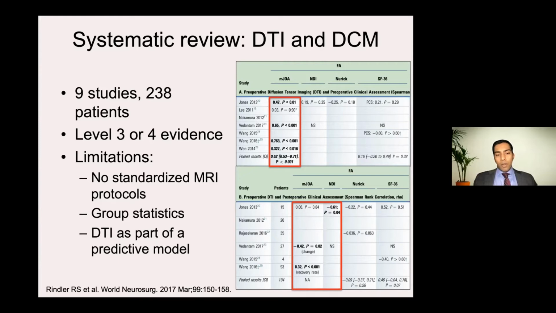And I think overall, DTI may be useful as a part of a predictive model. So you use age, duration of symptoms, severity of disease, plus DTI may make that predictive model more accurate.